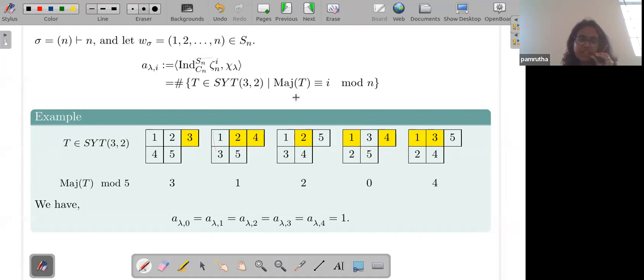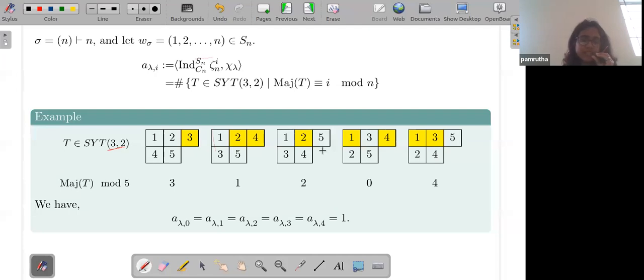I will repeat it once more. If I induce any irreducible character of the cyclic group generated by this n-cycle, we will have a single copy, a unique copy, of the irreducible character of the symmetric group indexed with this particular partition. This is what it says.